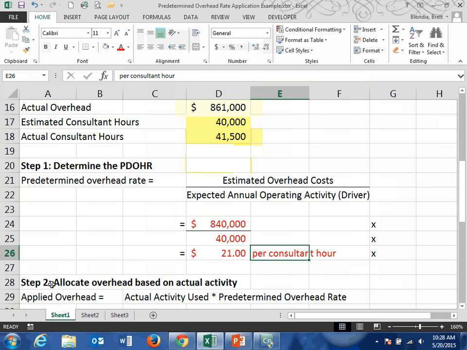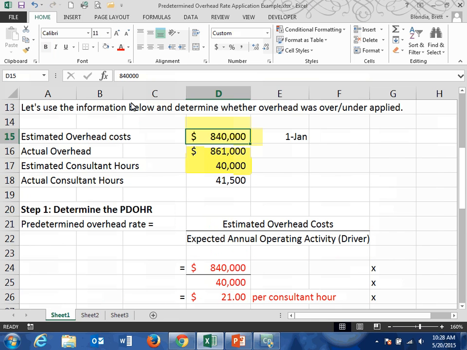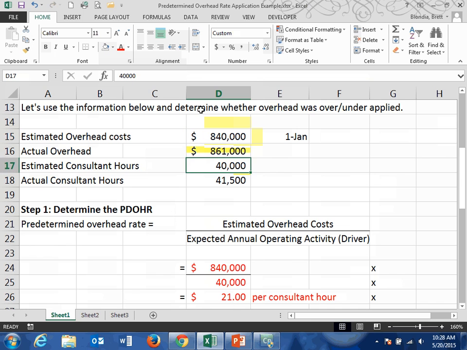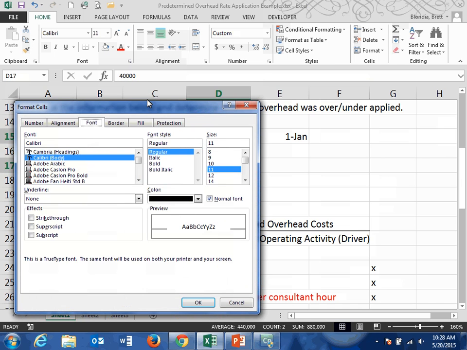All right. Now, step 2 of the process is allocate overhead based on the actual activity. So all we're going to do now is again, let's grab the relevant information. So I'm done with this, so I don't need this anymore. I can kind of hide this, and if I wanted to, I could strike these numbers out. I could cross them out because I really don't need to see them right now.